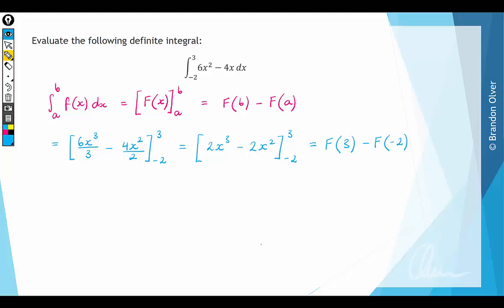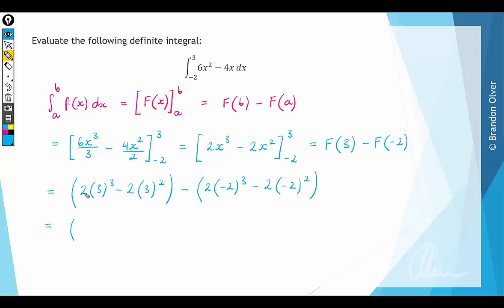So if we go down to the next line, this is equal to, so F of 3 is just going to be 2 times 3 to the power of 3 minus 2 times 3 to the power of 2. So that's the antiderivative evaluated at 3. Then we subtract off the antiderivative evaluated at -2, which will be 2 times -2 to the power of 3 minus 2 times -2 to the power of 2. So all we need to do is simplify this down.